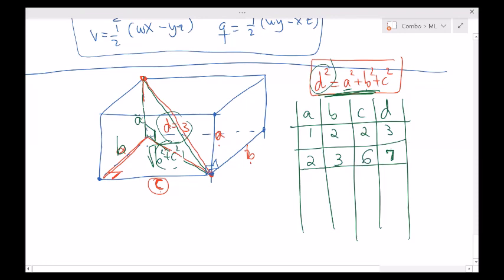So what is the next one? The next one is with a 9. Can you tell me how to get a 9? Actually, there's two ways to get a 9. What are the dimensions of your rectangular prism to get a 9? Not 624, not 632. 148 is one of them. Thank you. What's the other one?